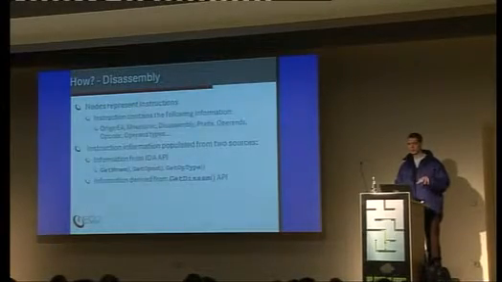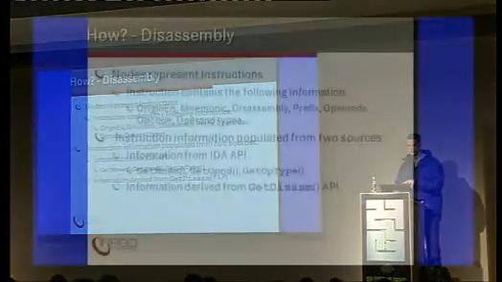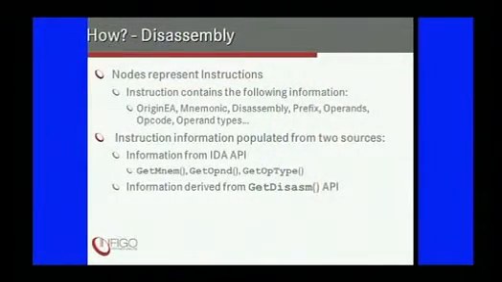So each node, as I mentioned, is represented as an instruction. Instruction holds all the information that is necessary when you analyze each instruction. So it's its origin address, its mnemonic, its disassembly, prefix, operands, opcode, operand types, and etc. All this is just translated from IDA to the framework.